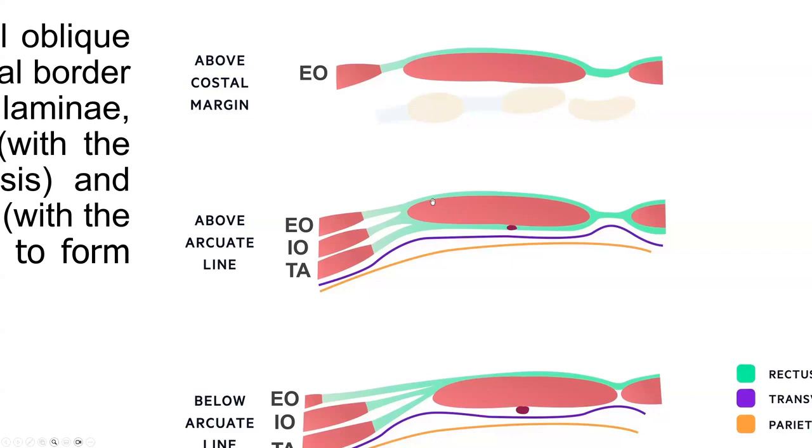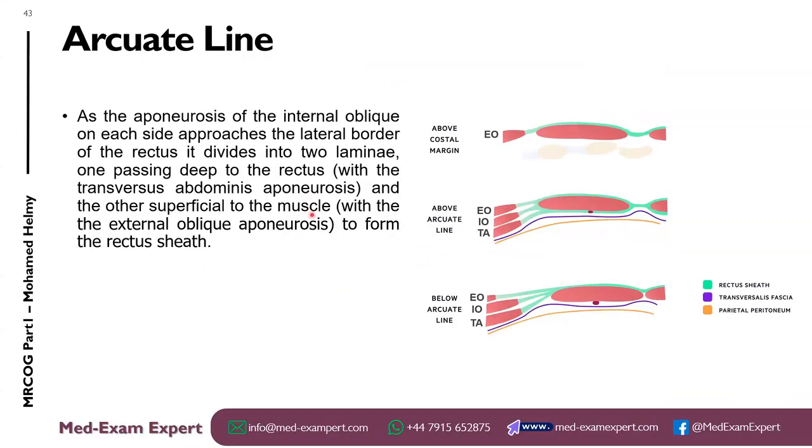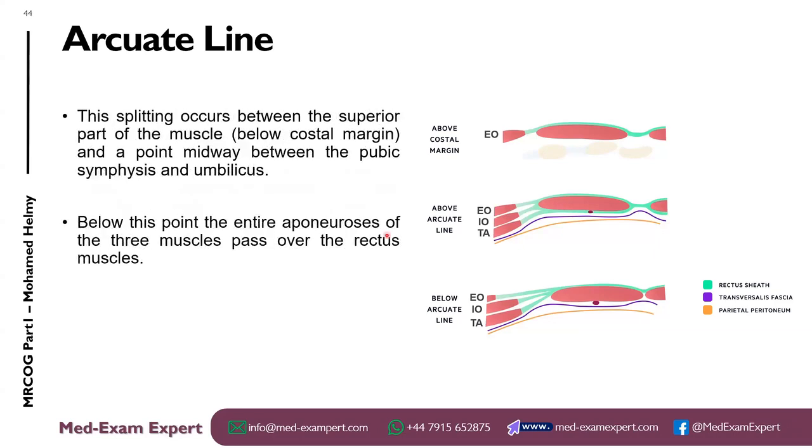So we can say the main part of the rectus sheath anteriorly is made by the external oblique aponeurosis with the anterior lamina of the internal oblique aponeurosis, and posteriorly it's formed by the posterior lamina of the internal oblique aponeurosis with the transversus abdominis aponeurosis. This is the main part of the rectus sheath. But of course, the rectus sheath is not the same on the entire abdominal wall, okay?